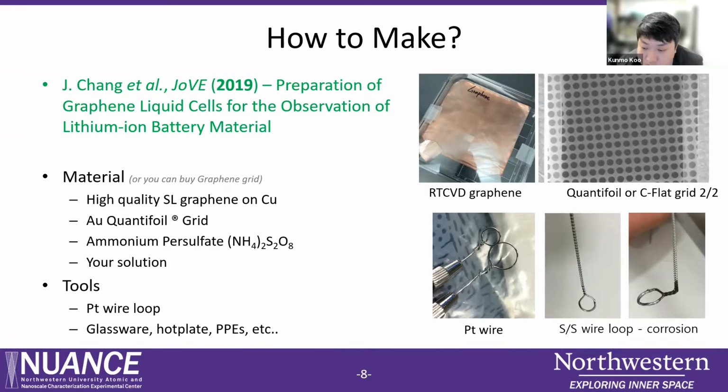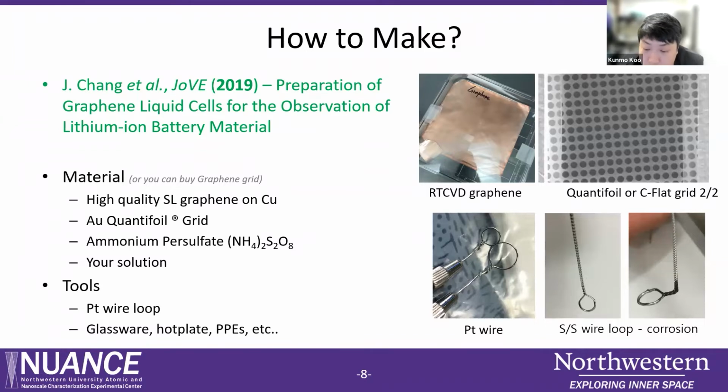Also, for the supporting perforated grid, I recommend you buy a C-flat grid from the vendors with a gold grid bar, since the copper grid will just be etched away with the etchant. These grids are originally used for cryo-TEM support, but they are also good for graphene support since it has a very smooth surface and good adhesion with the graphene.